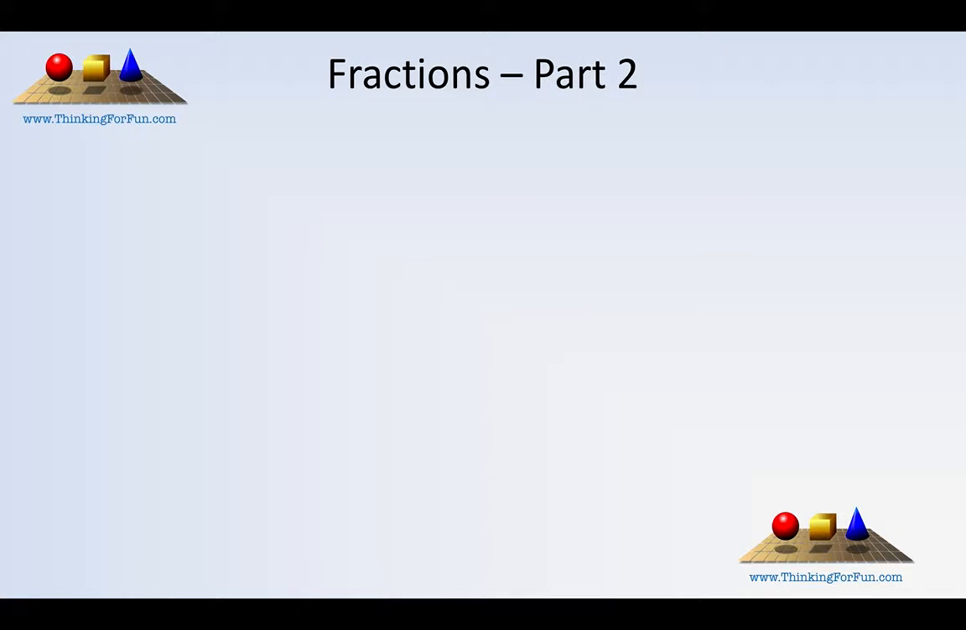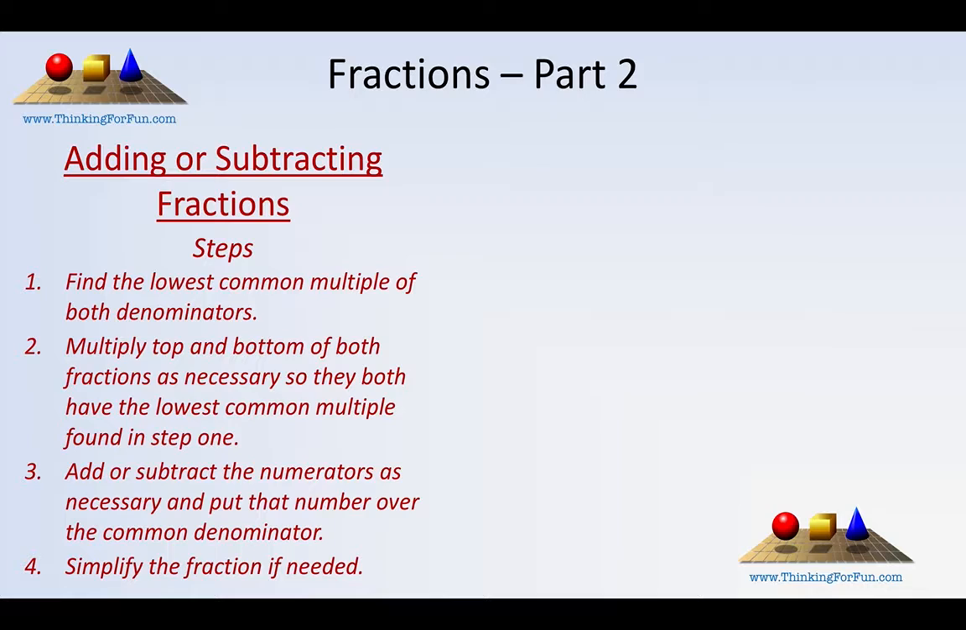So let's begin. There are 4 steps to follow when adding or subtracting two fractions. The first 2 steps are required only if the fractions to be added or subtracted have different denominators. This being the case, find the lowest common multiple of both denominators and multiply the top and bottom of each fraction separately so that they remain equivalent, but also so the outcome is that the two fractions have the same denominator.